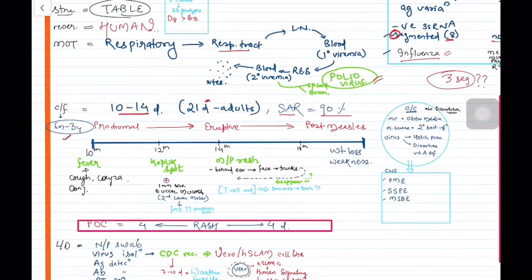Then the clinical features can be grouped into prodromal phase, eruptive phase and post-measles phase. Prodromal phase mainly around the 10th day: fever plus the 3 Cs, cough, coryza, conjunctivitis. Then 2 days after fever, there will be Koplik spots, that is white blue dots surrounded by erythema, mostly seen on the buccal mucosa at the second lower molar.